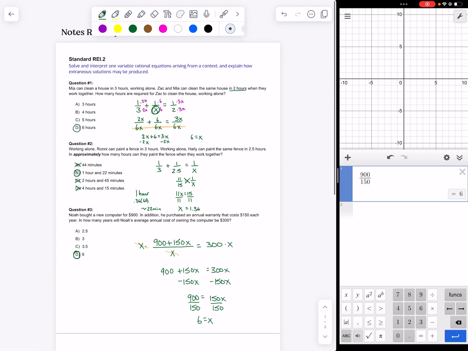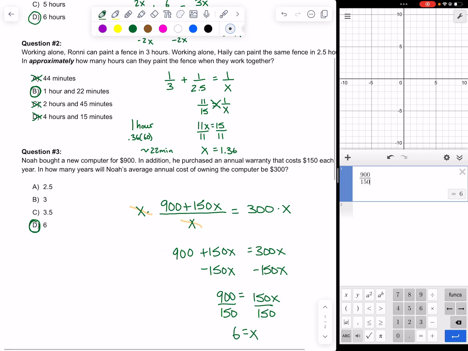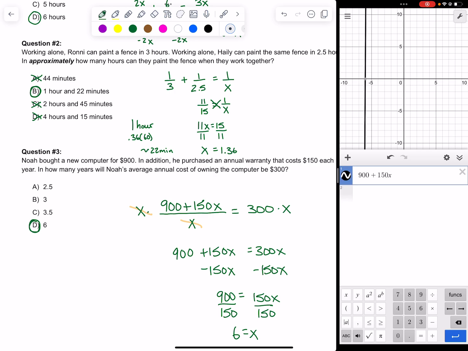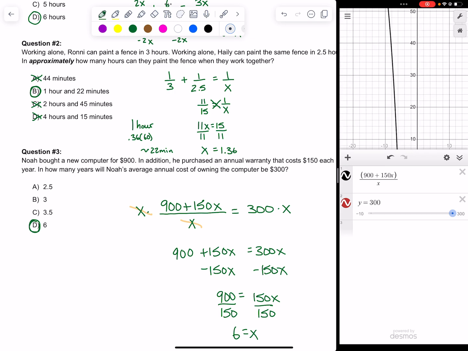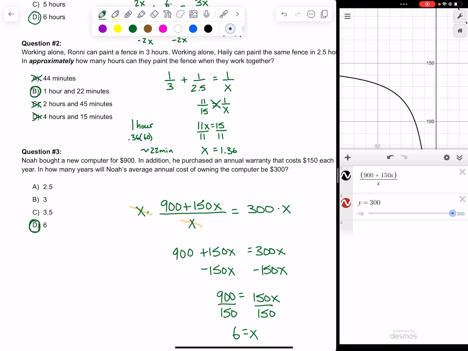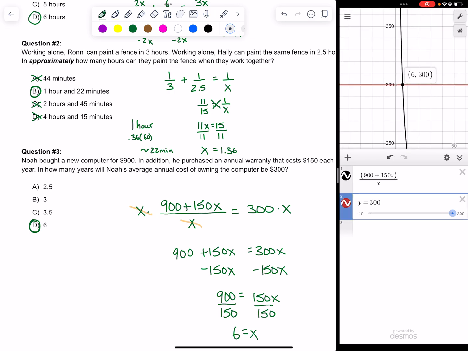And the way you can solve that as well, or check your answer, is you could type that into Desmos. So let me show you what we could do while I have Desmos pulled up. So we have 900 plus 150x, and let me put that together, divided by x. Then you can type y equals 300 into another line, and then scroll up to the 300 and find where they touch. So then I see that x equals 6.